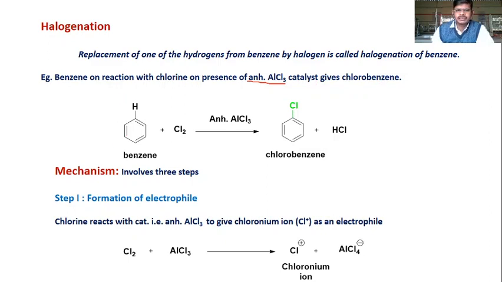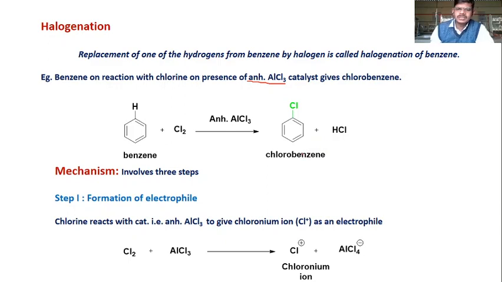The reaction is given as: this is the benzene. This hydrogen is replaced by one of the chlorines from the chlorine gas in the presence of the anhydrous AlCl3 catalyst to give us chlorobenzene, along with the evolution of hydrochloric acid as a byproduct.